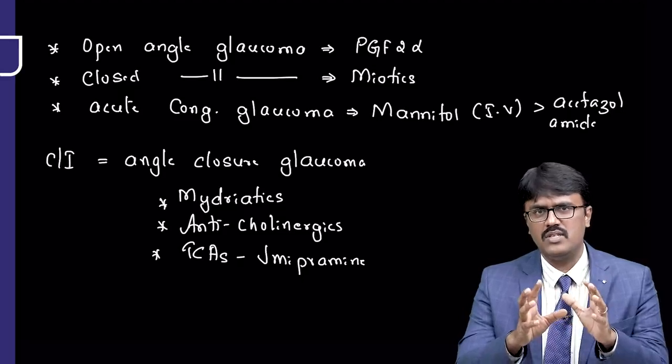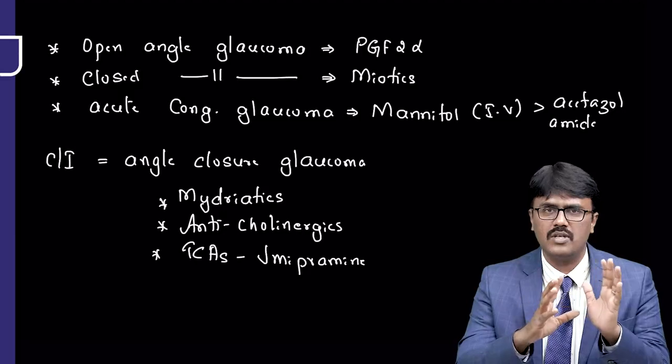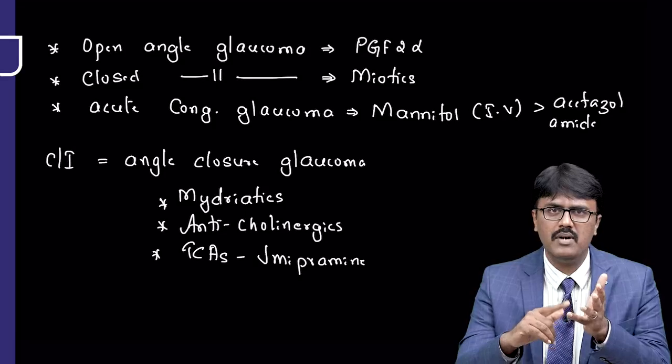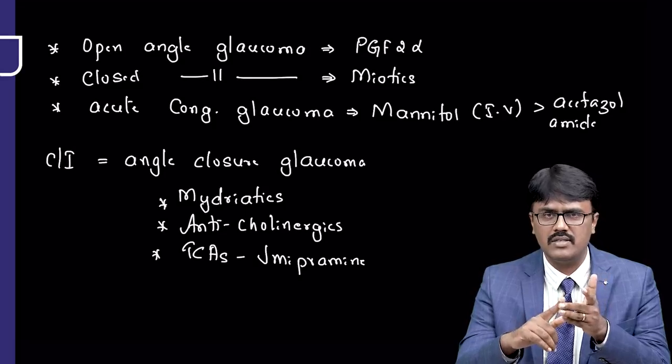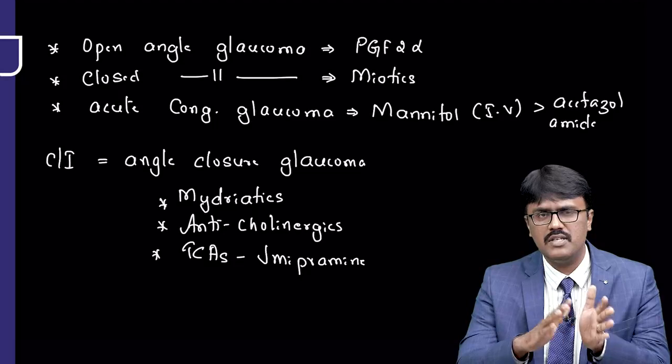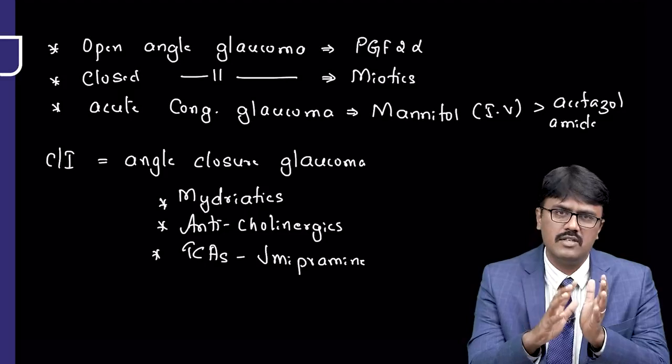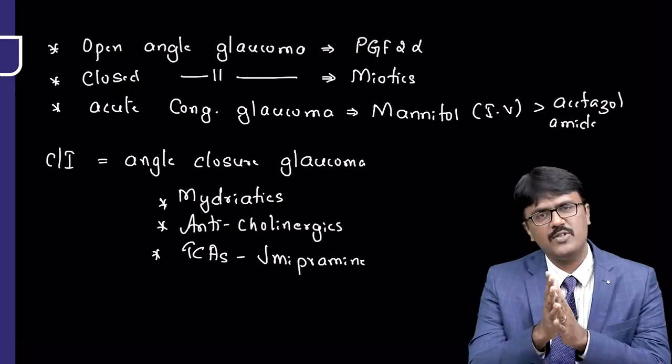Most of your exam questions are on the adverse effects of prostaglandins, remember as MIG: macular edema, iris pigmentation, growth of eyelashes. Newer drugs are netarsudil, which increases trabecular outflow, and latanoprostene bunod, which can increase both outflows. So that's it in this video.